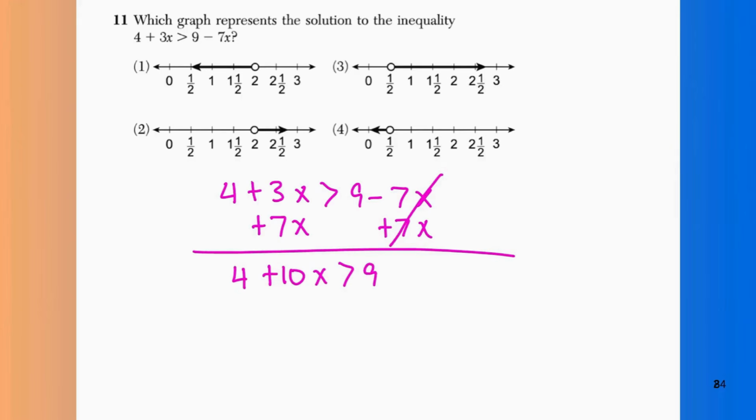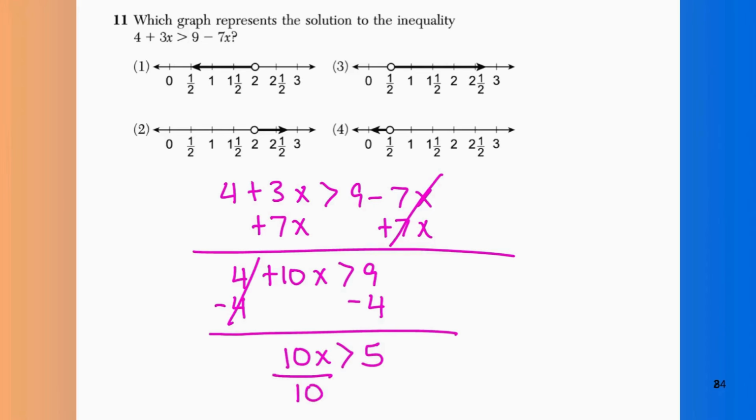Now I'm going to try to get that x by itself. So I'm going to do the inverse operation of that plus 4, which is minus 4. That's going to give me 10x is greater than 5. And now that x is being multiplied by 10. So I'm going to do the inverse operation, which is to divide by 10. 10 divided by 10 is 1. So that leaves me with x is greater than 1/2. Okay, so now I know what the answer is.